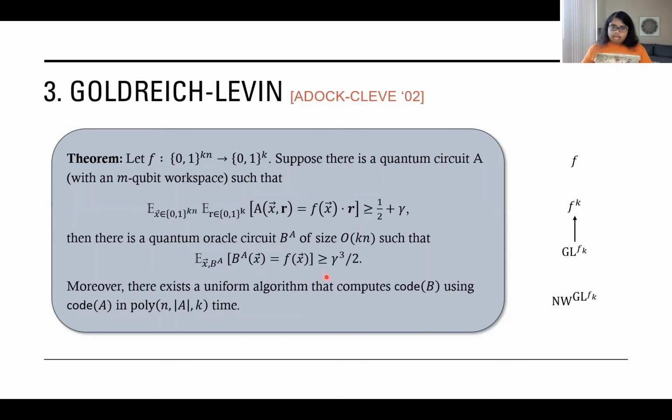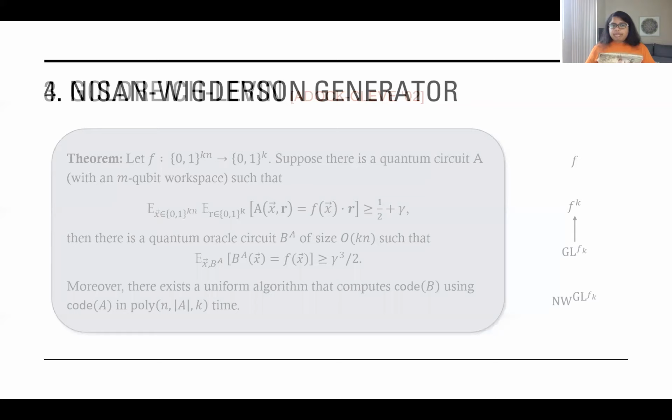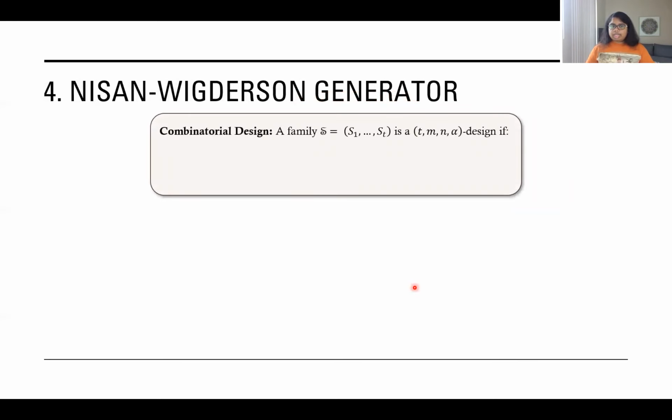So this is the second step of that reconstruction, where you go from GL of f to the k to f to the k. And now we need to figure out what happens in the last step. For that, you kind of need to understand what the generator itself does.